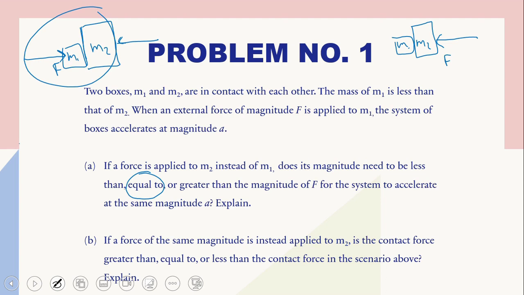So we're given that M1 is less than M2 in terms of mass. When F is applied to M1, it takes less of that force to push M1 and more of that force to push M2. Or in other words, that contact force is pretty high. In the second scenario, when F is applied to M2, most of that force is spent pushing M2 and less of that is pushing M1. So in other words, the contact force is smaller between the two boxes. So we're going to say less than.